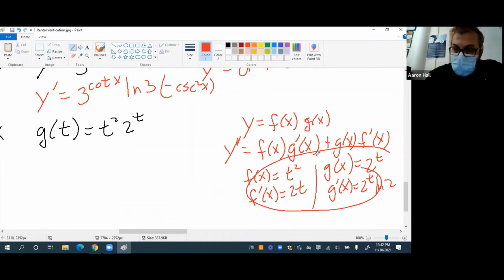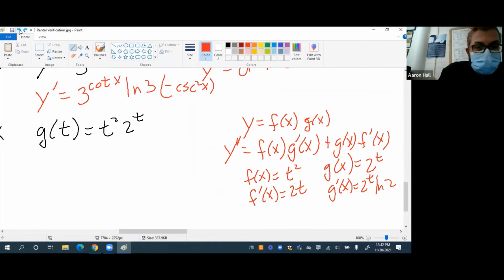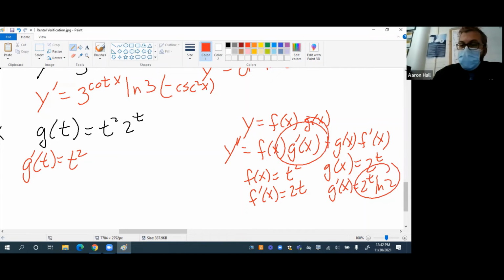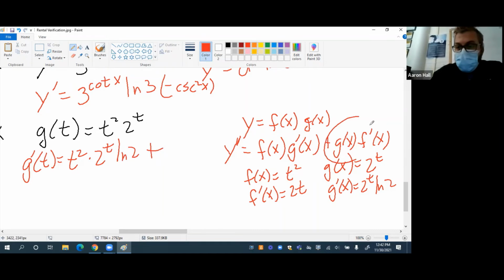We just take these values here and plug them into our product rule. So that gives us g prime of t equals f, which is t squared, times our g prime, which is 2 to the power of t times ln of 2, plus our g of x, which is 2 to the power of t, times our f prime of x, which is 2t.